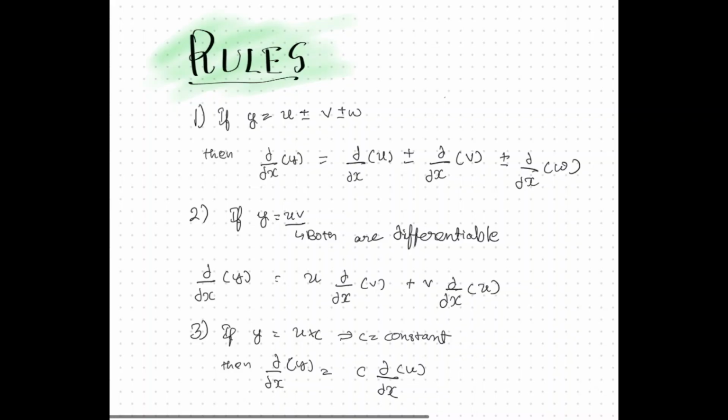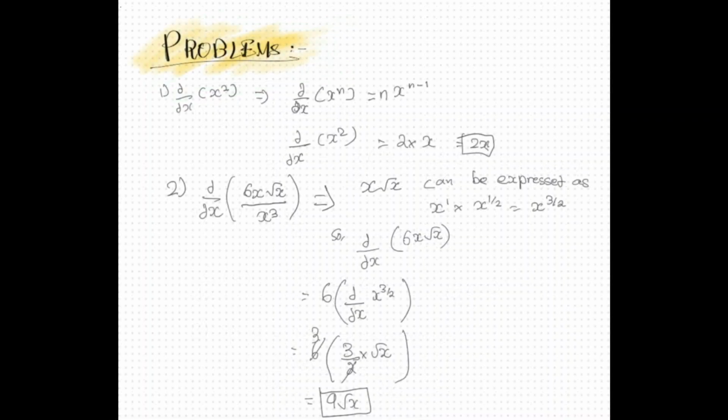So now let's check out our two example problems. Now here's the first problem. d by dx of x square. That means you're differentiating x square. So we have d by dx of x power n, which will be equal to n into x power n minus 1. So you would get d by dx of x square equal to 2, which is n, into x power 1, which is 2 minus 1. So we will get 2x.